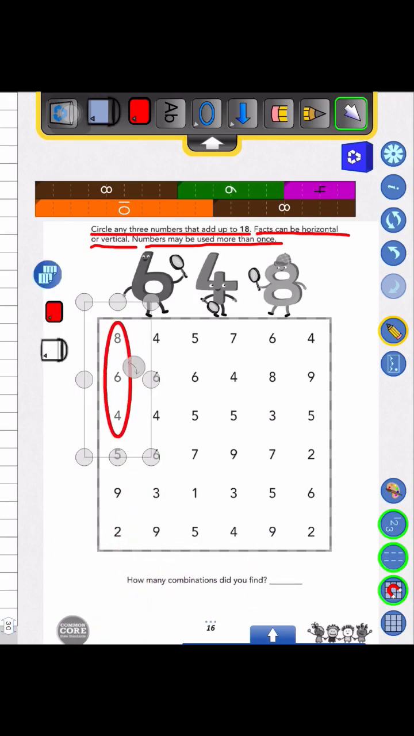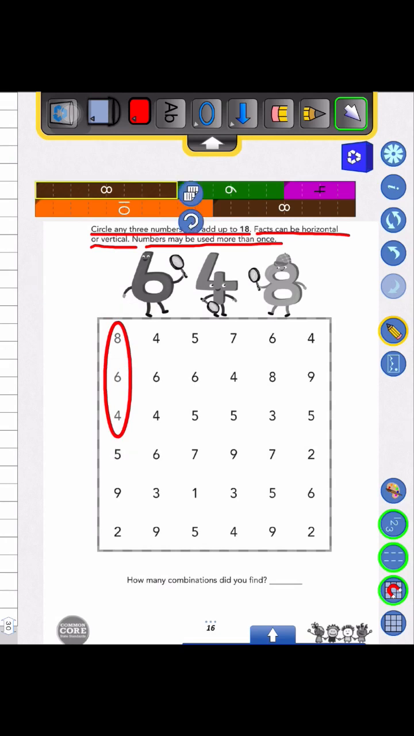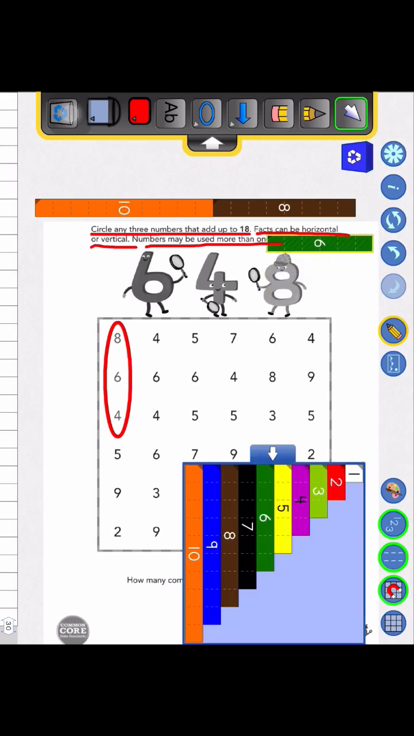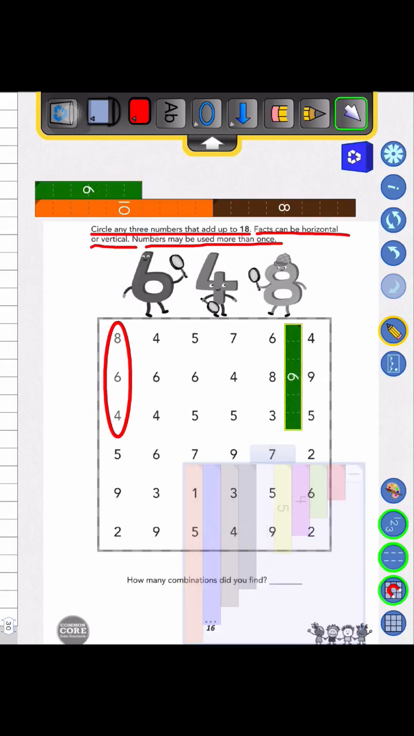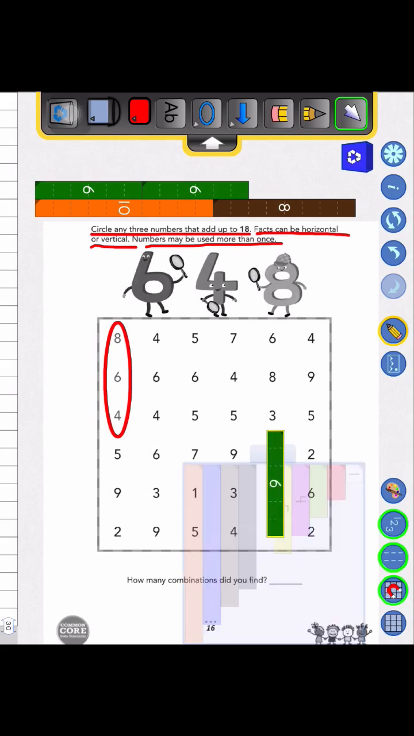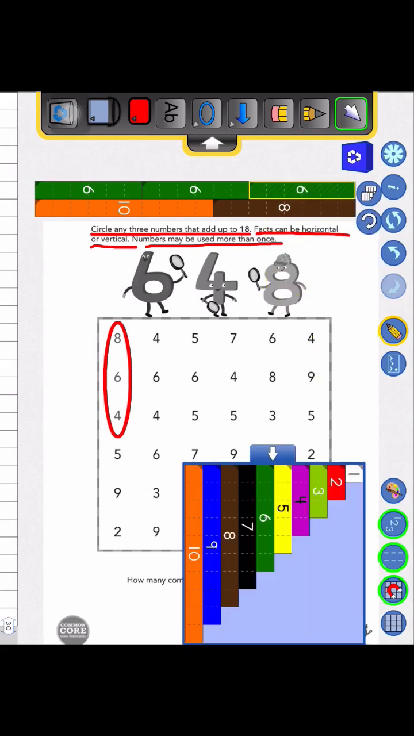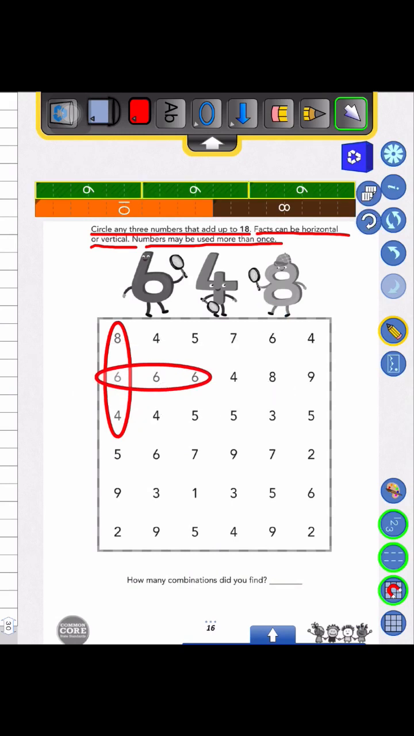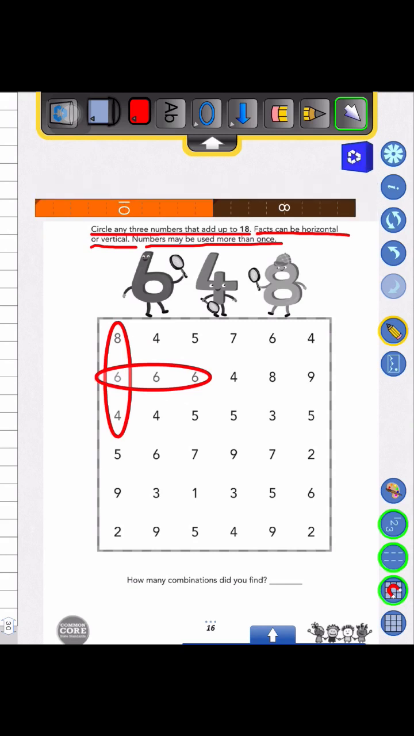Okay, so let's try the other combinations. This time, maybe we can try 3 number 6s in the second row. So 6 plus 6 plus 6. So we put a number 6 here. One more. And one more. So, okay, the lengths are the same. That means they add up to 18. Okay, is there any other combination that you can find?